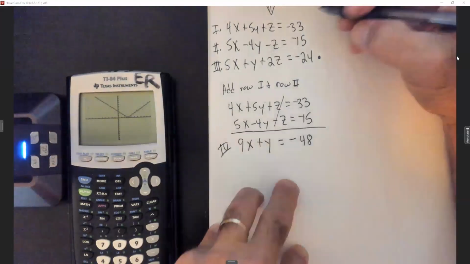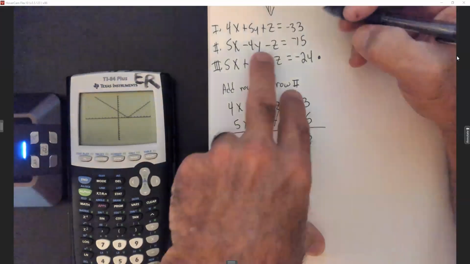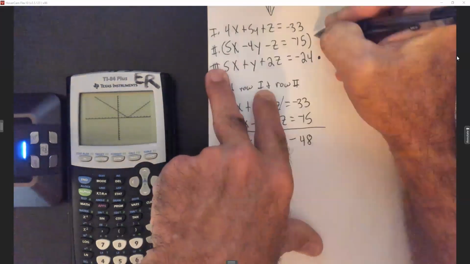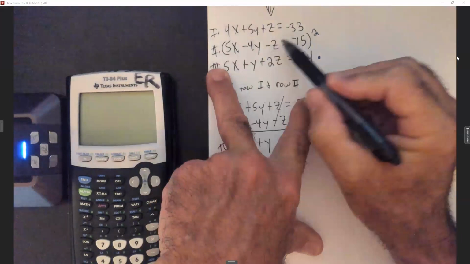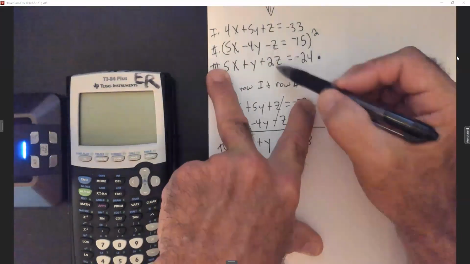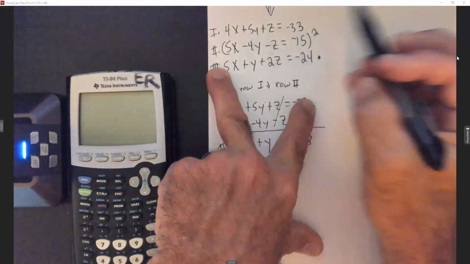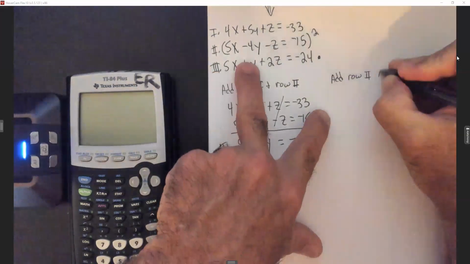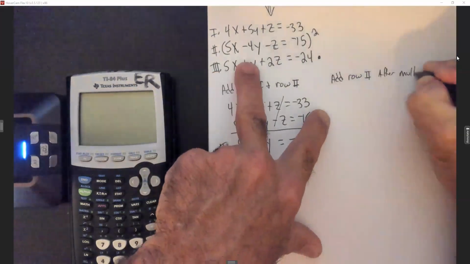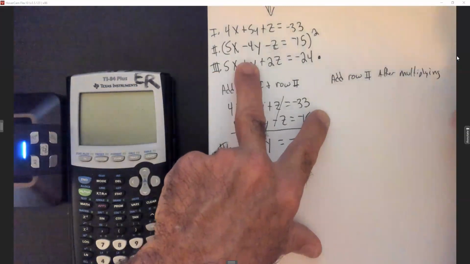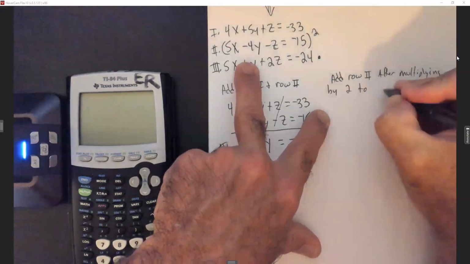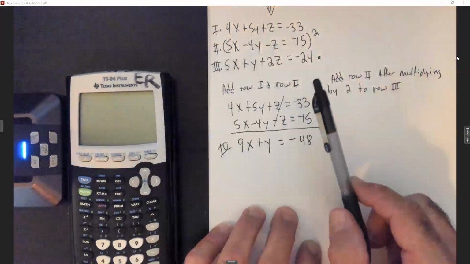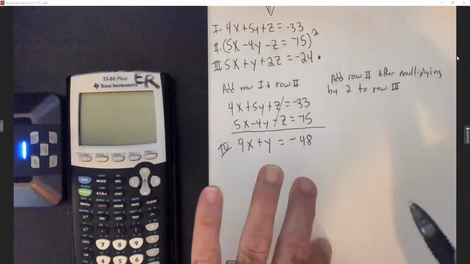So since this z is negative here, I'm going to multiply this whole row by 2. That'll turn that into a negative 2z. That way when I add them, they will cancel. So here we go. We're going to add row 2, after multiplying by 2, to row 3. All 3 rows have to be used in whatever combination it takes, but you have to use all 3 rows, okay?